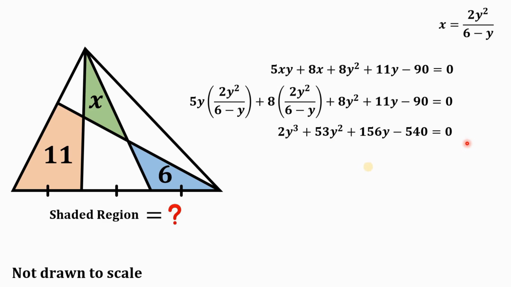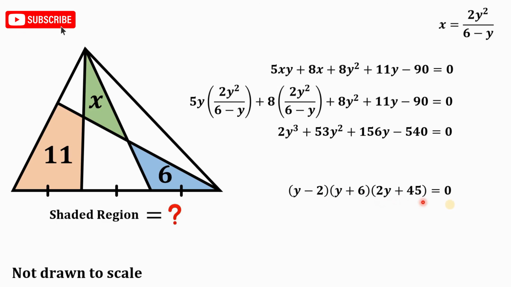This is a cubic equation and we can use a lot of methods to factor this. And once we factor this cubic equation, we get these factors: y minus 2 multiplied by y plus 6 multiplied by 2y plus 45 equals 0. In short, the values of y are 2, negative 6, and negative 45 over 2.